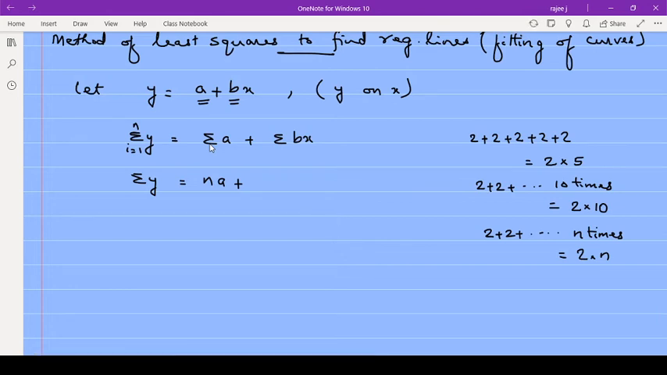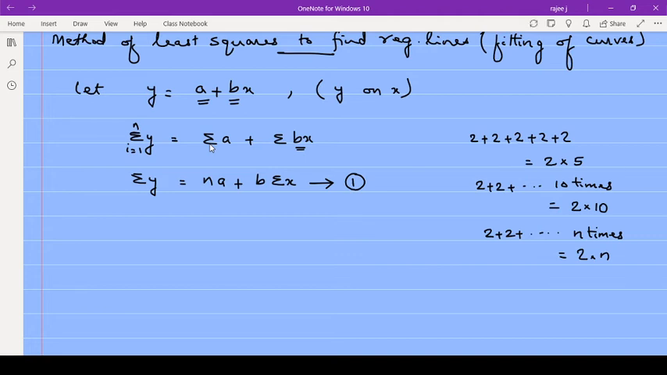So n a plus, here b is a constant. Obviously here a and b are constants. Here n a is coming by this concept. You are adding it n times, so we have n a, and here we have b and x, b is a constant, and we write summation x. Take this as equation number 1. Why are we doing this? We need to get the value of a and b. So for that, we will be doing this process.